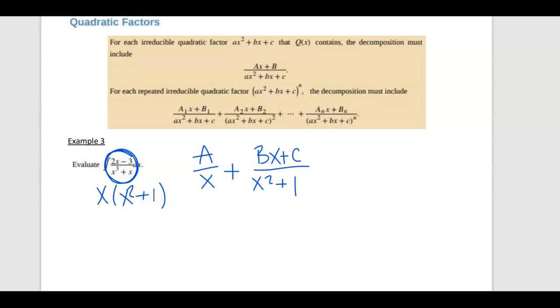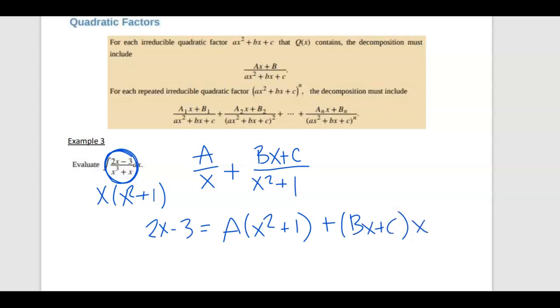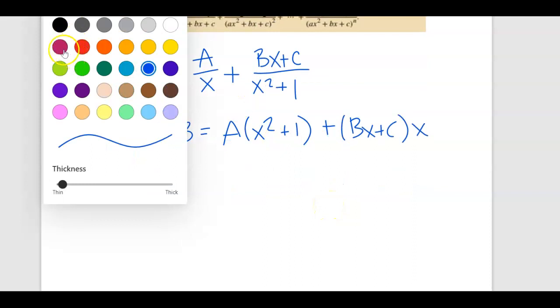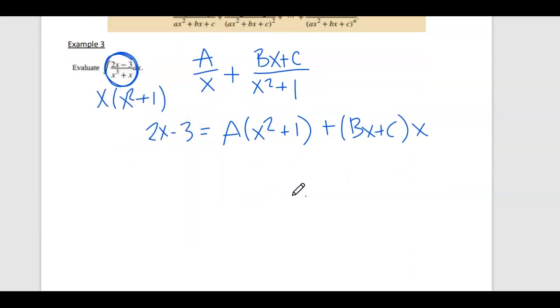All right, when I multiply through by that denominator, I end up getting that 2x minus 3 equals A times x squared plus 1, and Bx plus C gets multiplied by x. All right, using some strategic substitution, I am going to let x equal 0. That's going to let me solve for A. So I get negative 3 equals A times 1, and so A has to be negative 3.